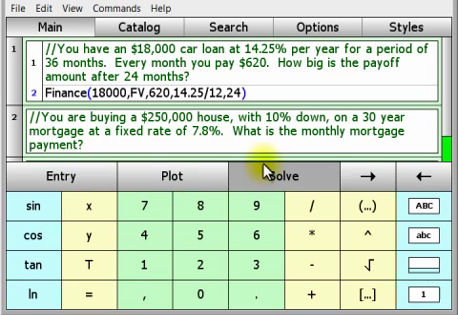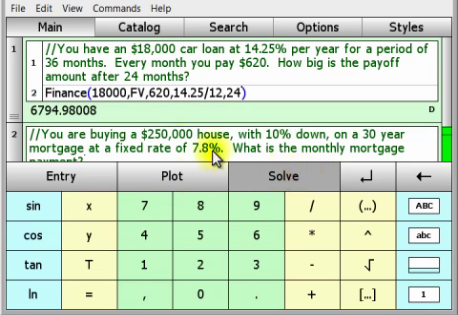Hit the solve button, and that tells us that we still have $6,794.98 remaining to be paid on the loan.